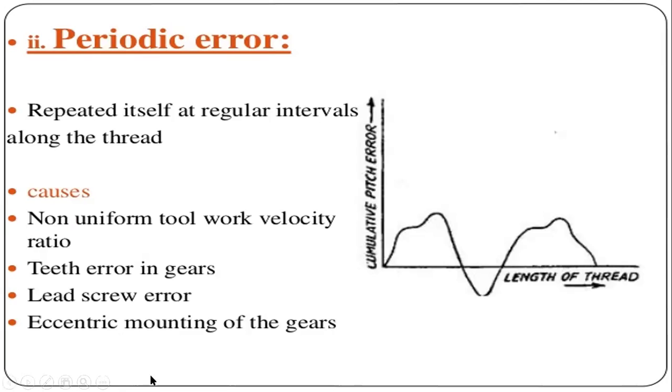So you can see the graph has been drawn in a different way, that is, several crests and troughs have occurred in these periodic errors. So that is the difference between the periodic error and the progressive error.